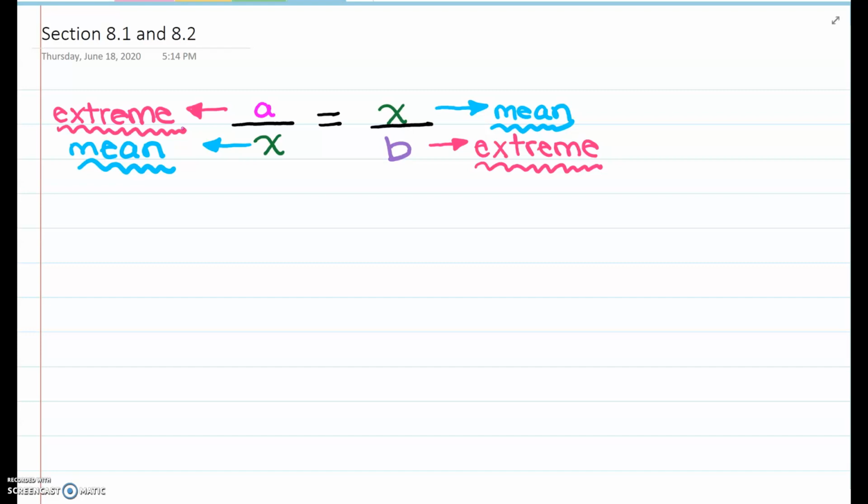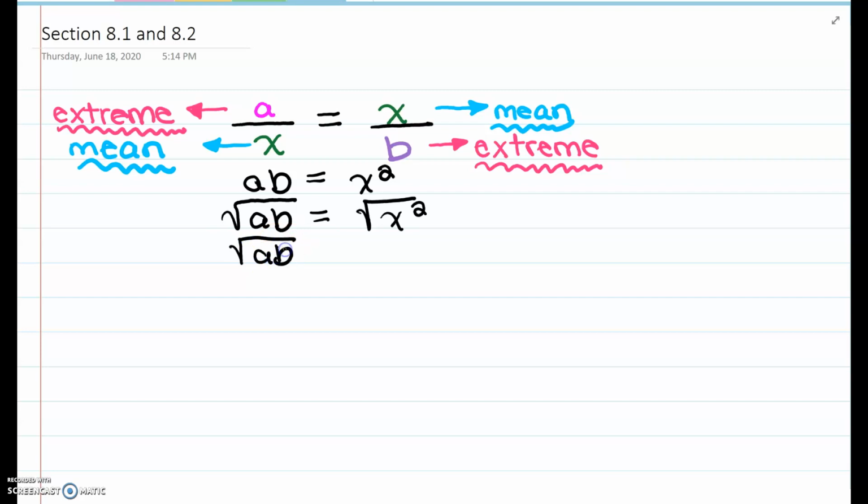To find the geometric mean between two numbers, you take the positive square root of their product. Let us find the geometric mean of A and B. So as we said before, we're just going to take the positive square root of the products. So we have AB equals X squared. We're going to take the square root of both sides, and we will end up with radical AB equals X. From the work we just did, we can come to the conclusion that for any two positive numbers, A and B, the geometric mean of A and B is the positive number X.